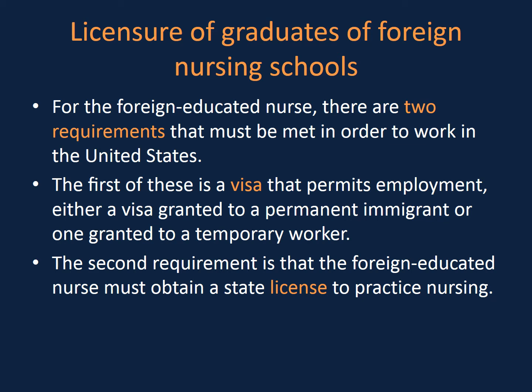So, for foreign-educated nurses to be able to work in the United States, there are two requirements that must be met. The first one is a visa that permits employment and work, and this is either a visa granted for a permanent immigrant, or one granted to a temporary worker. For example, those who will go for a short period of time to work in the United States, or during their study period they want to practice nursing, so they need to have a visa either for a permanent immigrant or for a temporary worker.